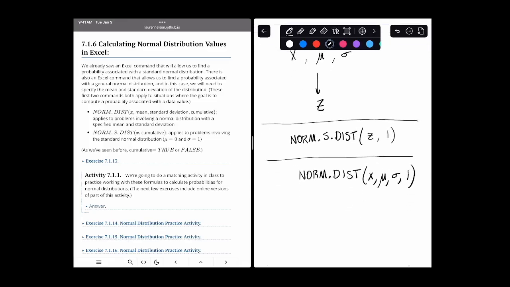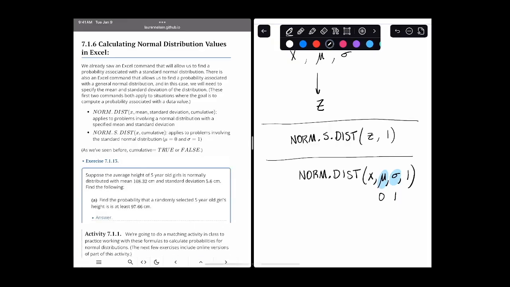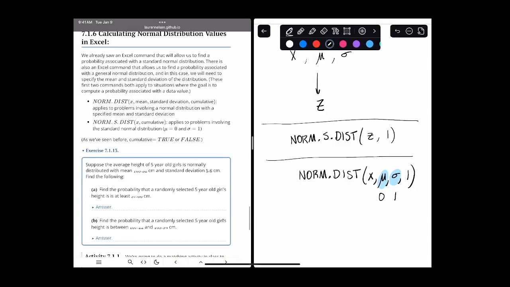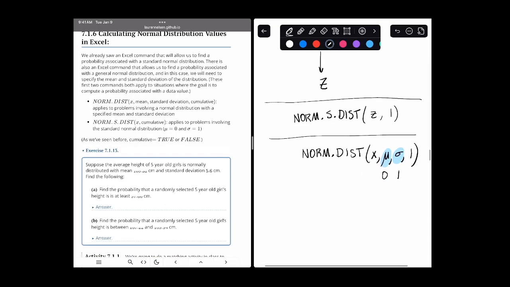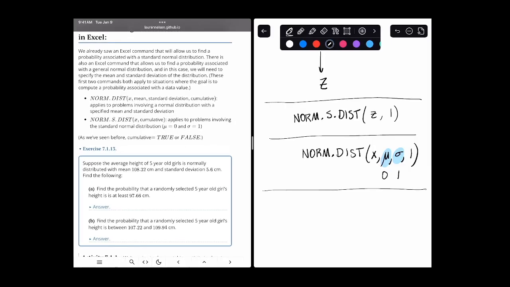And so here, if I'm not using the .s, I just have to tell Excel what the mean and standard deviation are. And I could still do this for a standard normal. In a standard normal, I would just need to tell it that the mean is 0 and the standard deviation is 1, and using the .s just saves me some time from telling it that. So let's look at exercise 13 and see how we would use this norm.dist to find some probabilities.